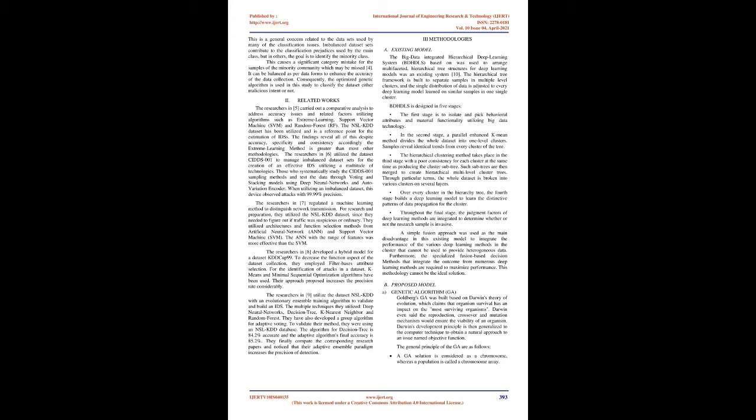The researchers in 7 regulated a machine learning method to distinguish network transmission. For research and preparation, they utilized the NSL-KDD dataset, since they needed to figure out if traffic was suspicious or ordinary. They utilized architectures and feature selection methods from Artificial Neural Network, ANN, and Support Vector Machine, SVM. The ANN with the range of features was more effective than the SVM.